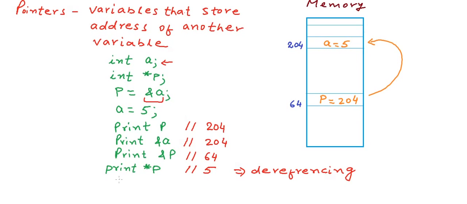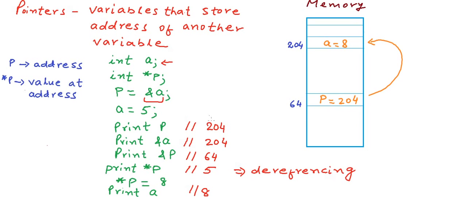In fact, we can modify the value at this particular location by saying something like star p is now 8. Star p means value at p, and so the value at p is now modified to 8. So what will happen if you print star p or print a now? The output will be 8. By value of p, I mean value at address p. So p is the address and star p is the value at address that is stored in p.